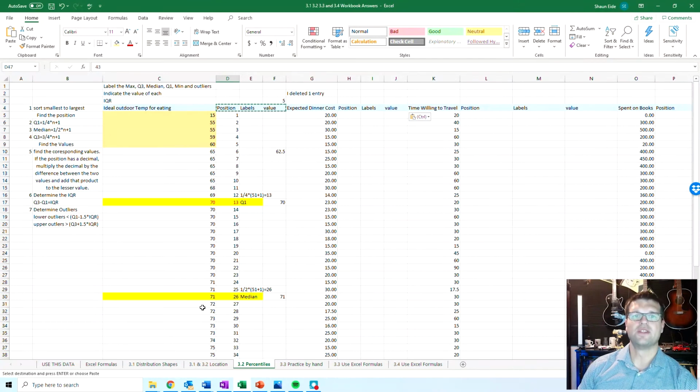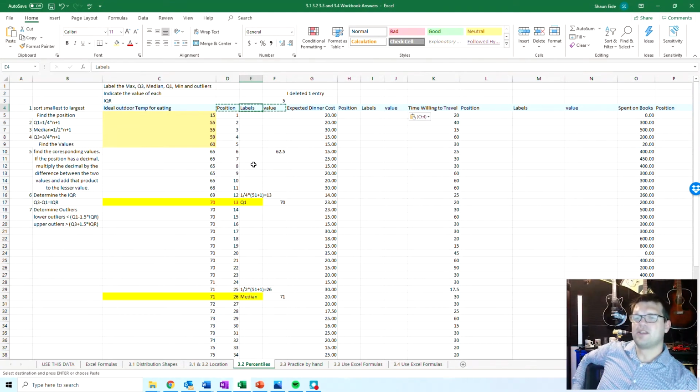If I were to ask what is the value of the data in the 19th position, then it would be 70. So we sorted it from smallest to largest. The next thing we have to do is put the labels in and find the appropriate positions and values that are associated with certain terms or concepts. Particularly, we're looking at Q1, the median, and Q3.